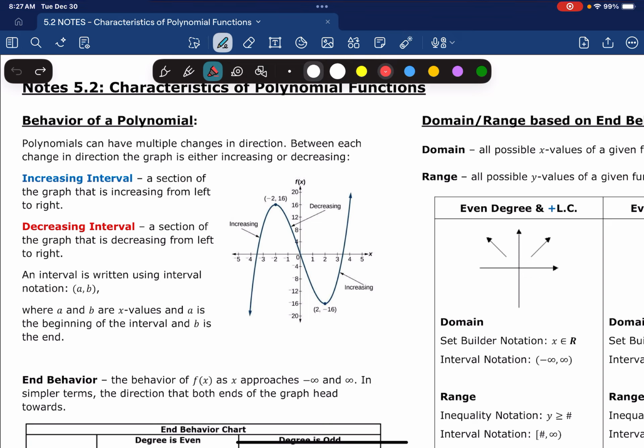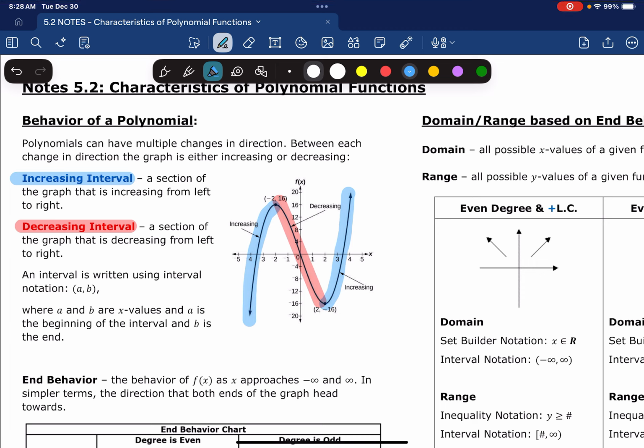So if you look at this graph right here, we have an increasing interval here, and we have another increasing interval here. The only decreasing interval happens right in the middle. Okay, so if you have them, I would encourage you to grab some highlighters, two different colors. Make sure you highlight your decreasing interval one color and your increasing intervals another color. And you can use those two colors for the entire worksheet if you want to.